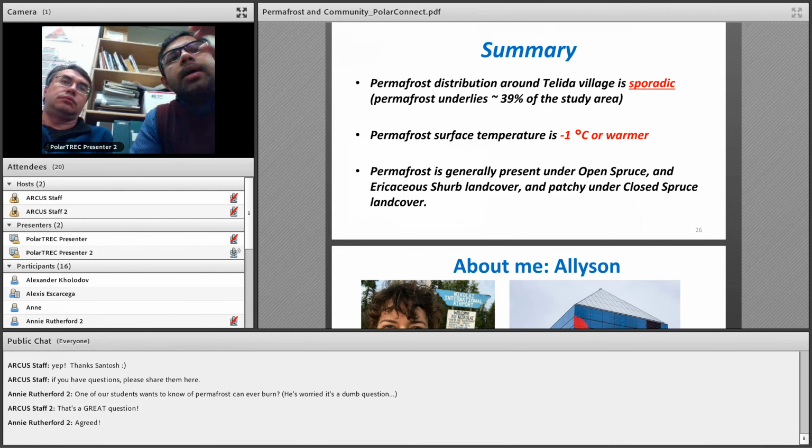So in summary, permafrost distribution is sporadic because if the permafrost is present at less than 50% of a given area, then it's called sporadic. So we found 39% of the area has permafrost. That means it comes under the sporadic class, and also it's pretty warm. Permafrost is actually -1 or warmer wherever it is present, and we found that it's usually present under 2 different land cover classes: open spruce and shrub land cover class, and patchy under closed spruce land cover class.